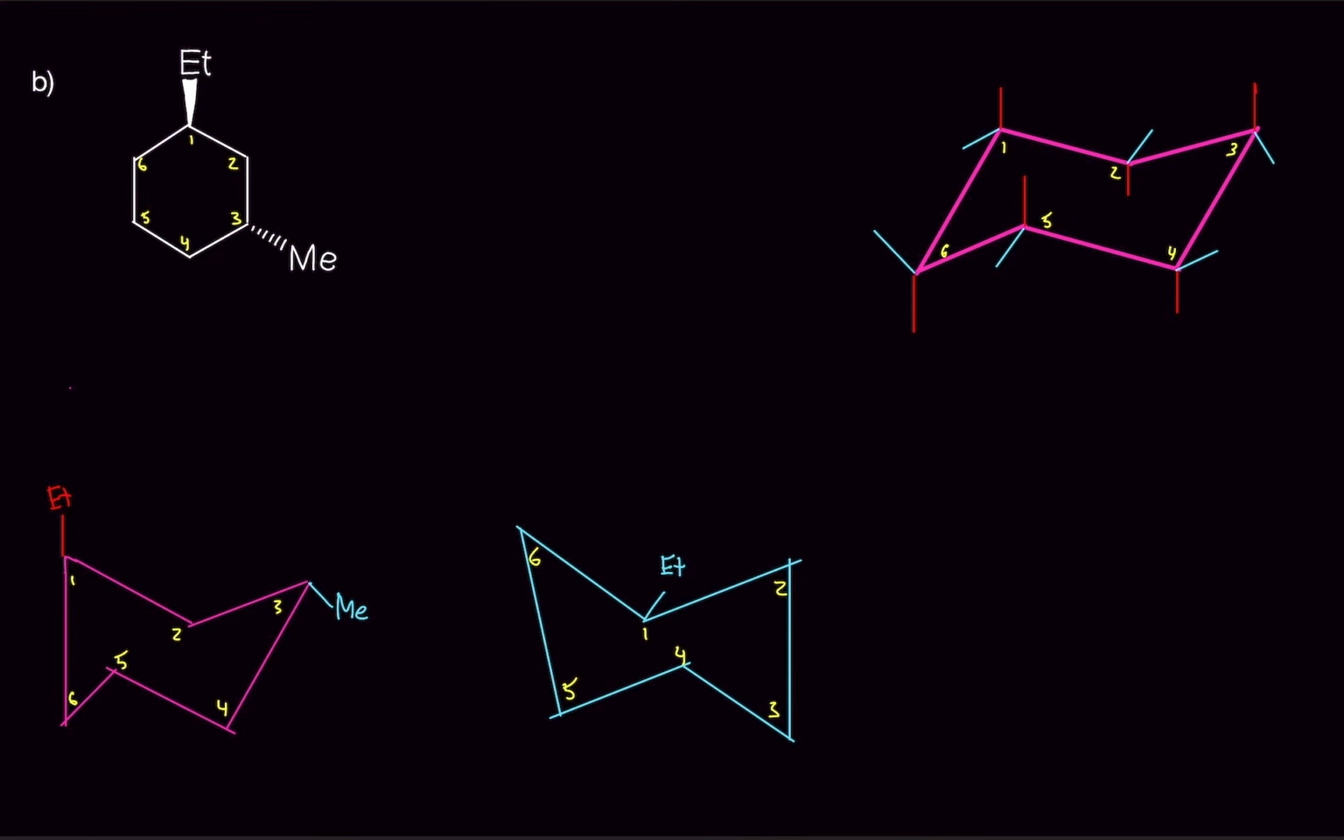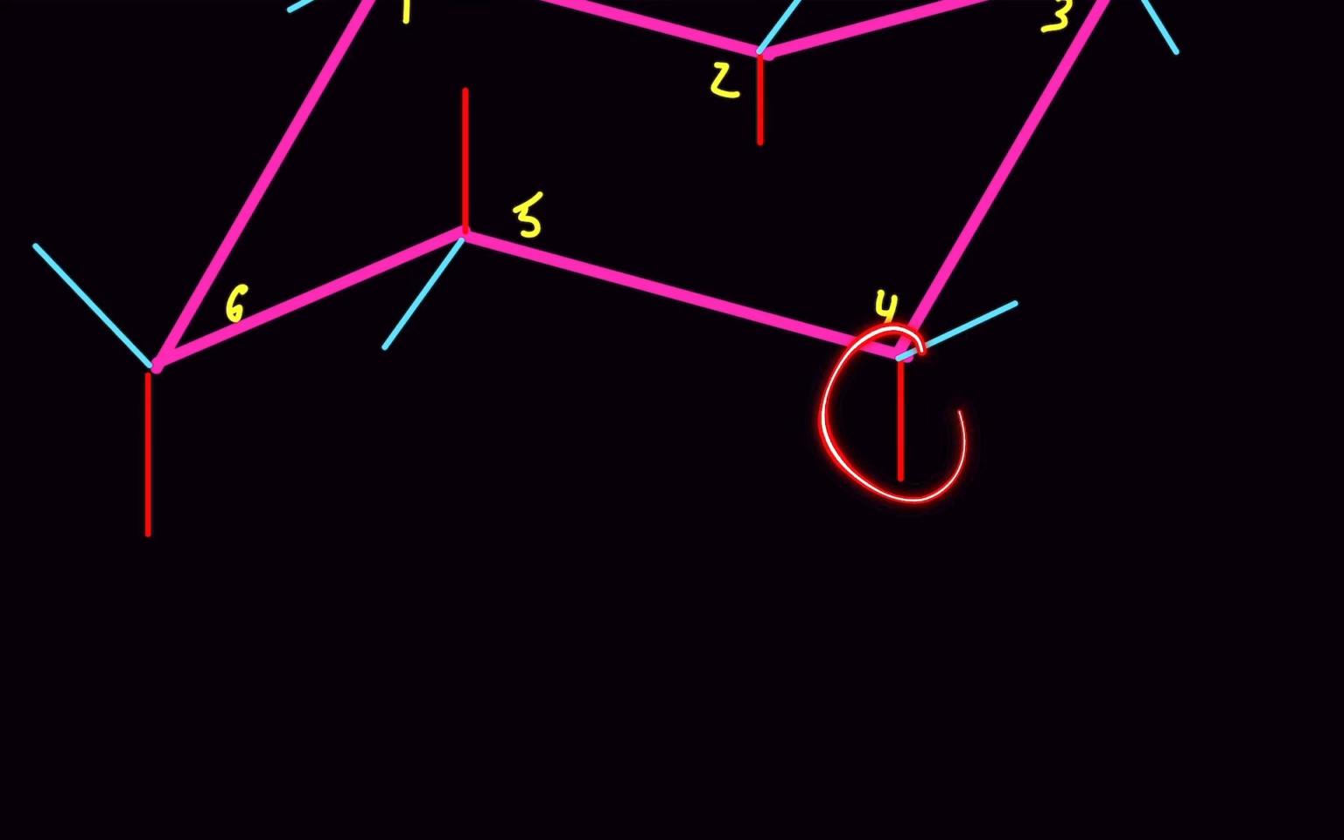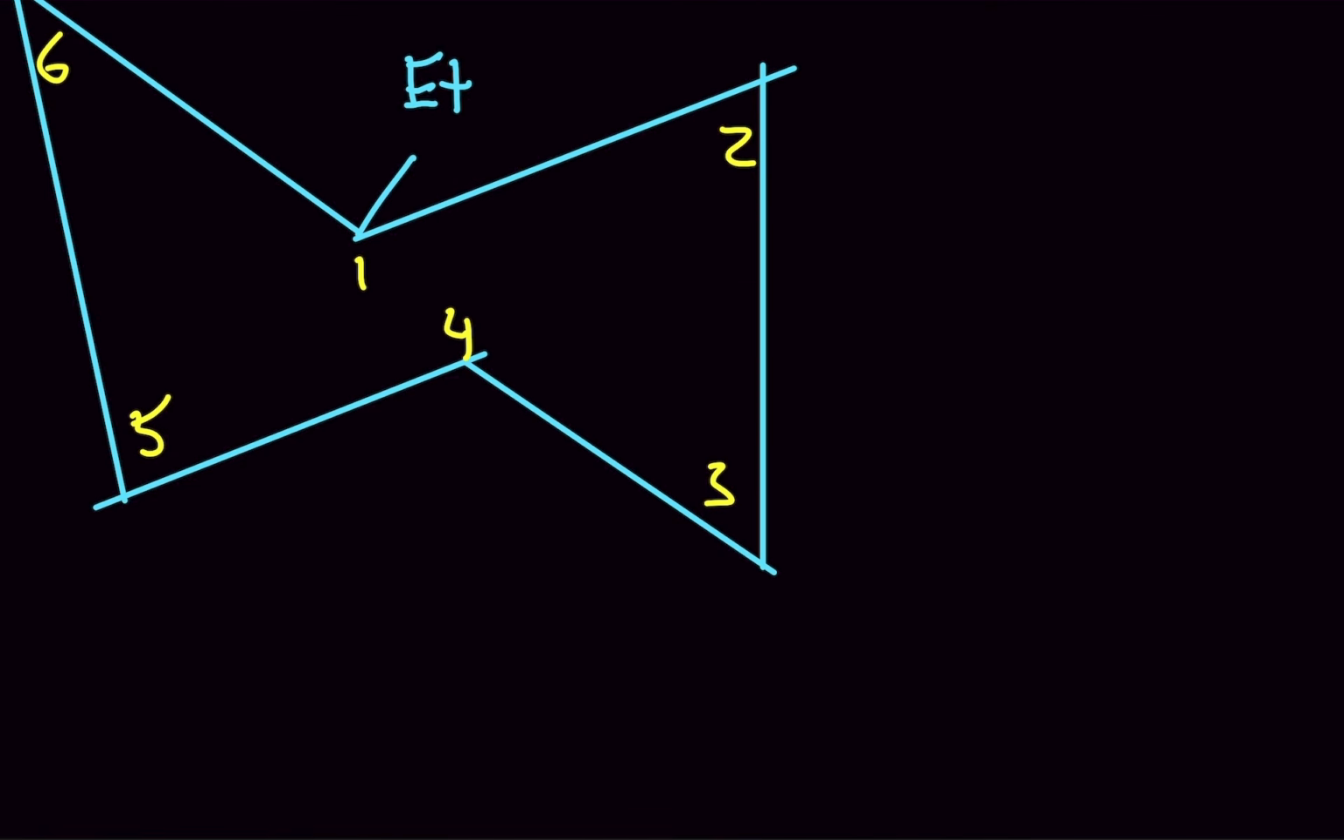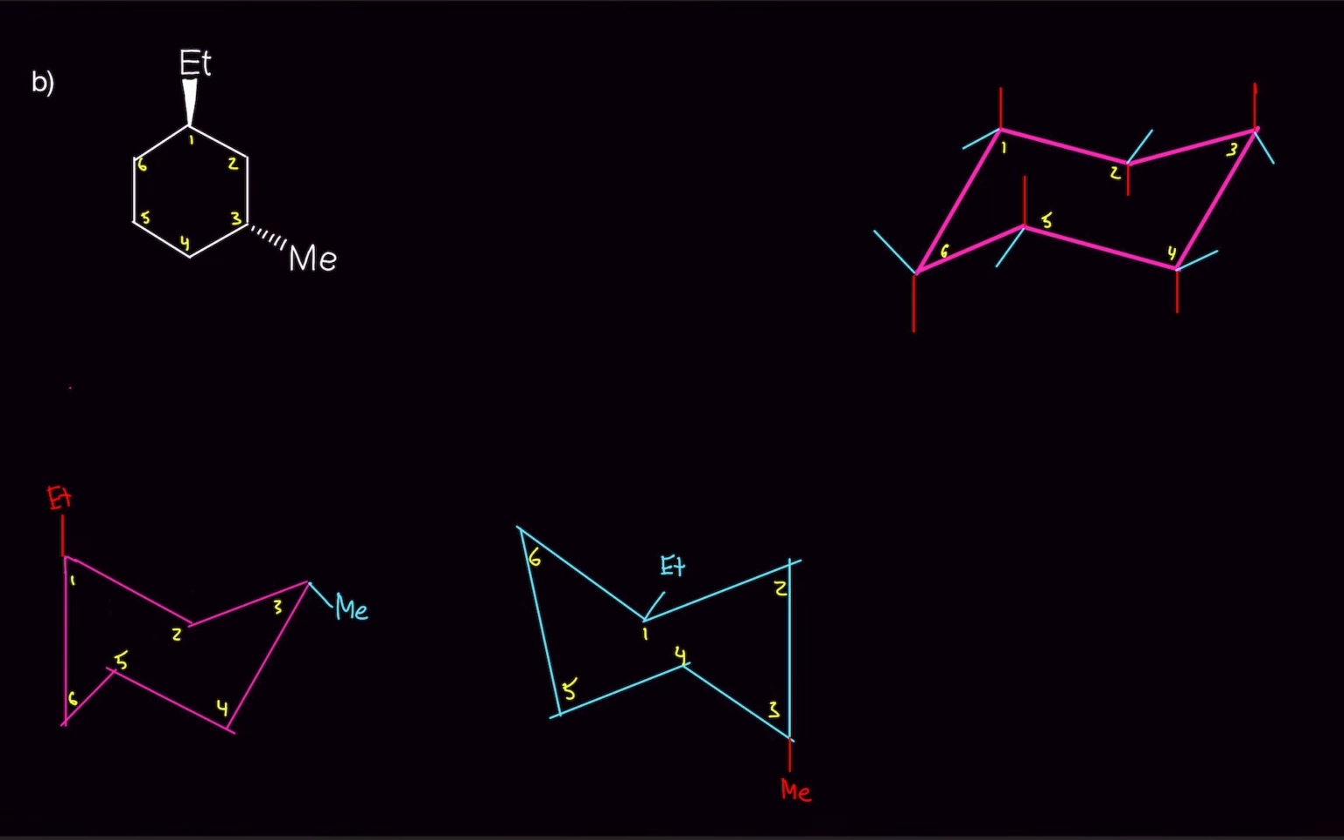So all we have to do is draw the methyl group in the axial position because we were on the equatorial position. So you'll notice right here, the axial position goes straight down. So that's where we're going to draw the methyl group. Straight down, like that. And that's the answer for B. So it's not that bad, right? It's pretty simple.